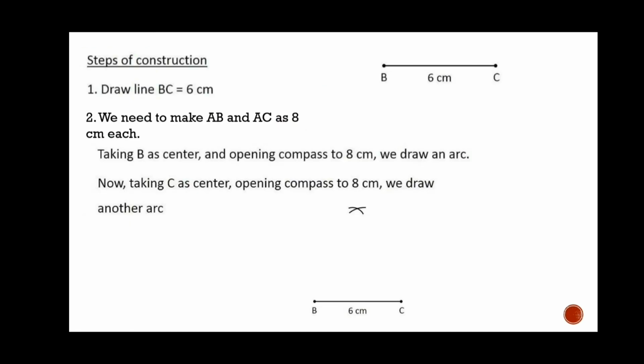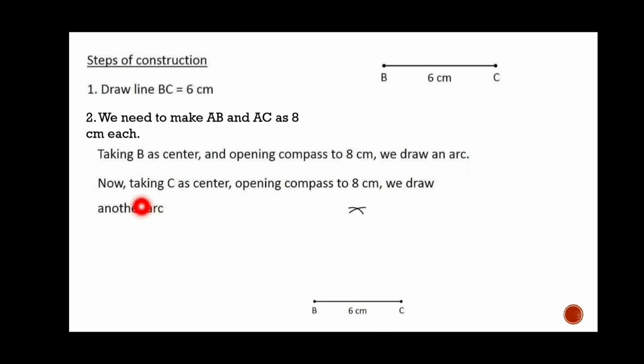The first step of construction is to draw a line segment BC. First of all we draw BC as 6 centimeter. Then in the second step we have to make the other two sides AB and AC, which are 8 centimeter, because it is an isosceles triangle. So how will we make them? Taking B as a center and opening the compass to 8 centimeter, we draw an arc like this.